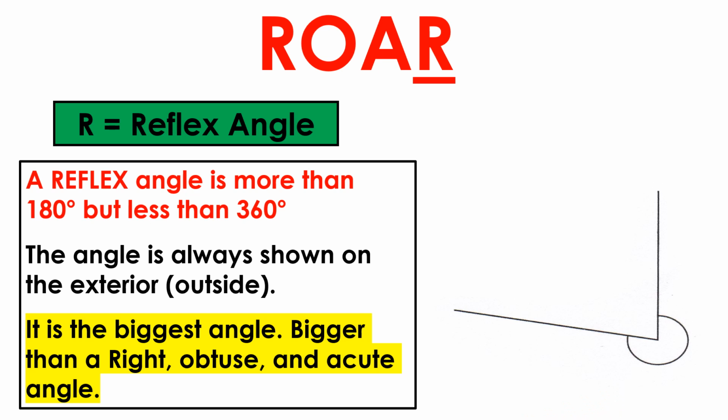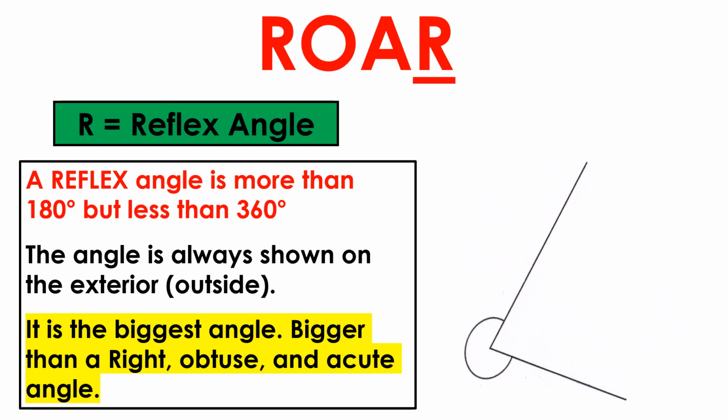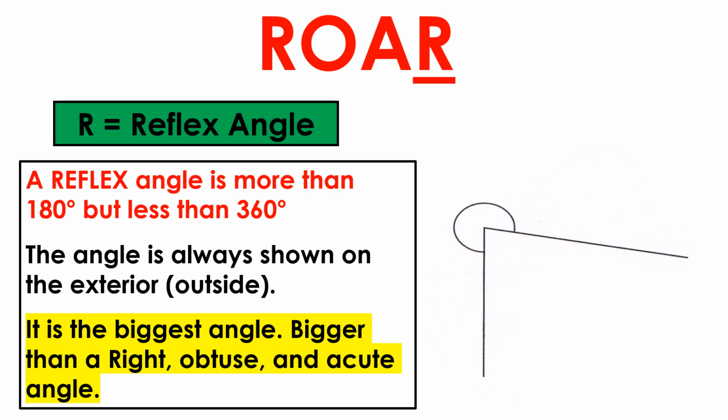And again, it's not always positioned like this. It can be like this, can be in many different ways, but the best way to identify a reflex angle is by looking and seeing that the angle is on the exterior. That way you'll know straight away it's a reflex angle.